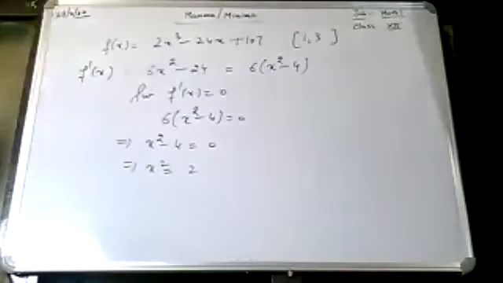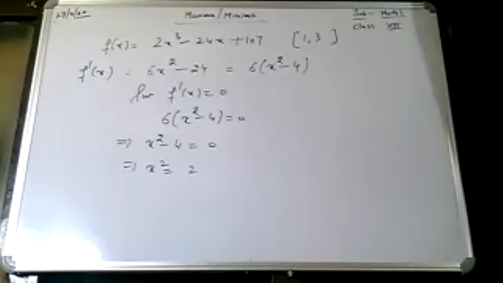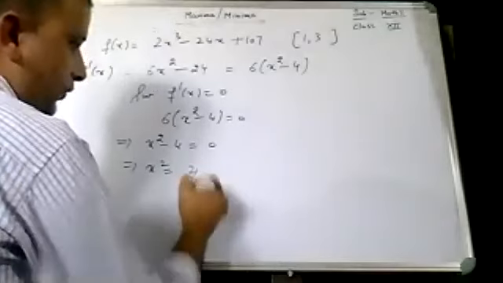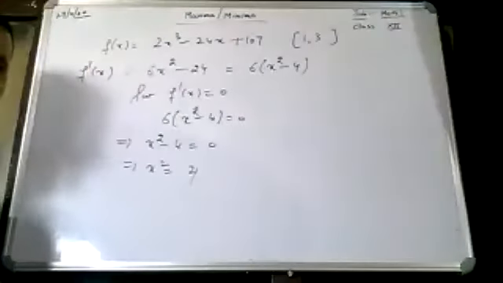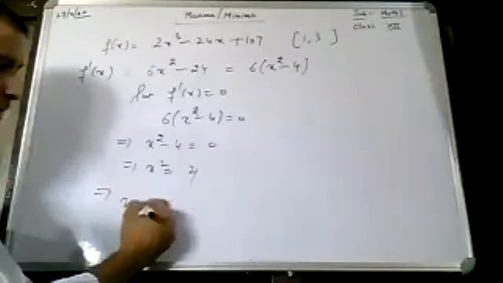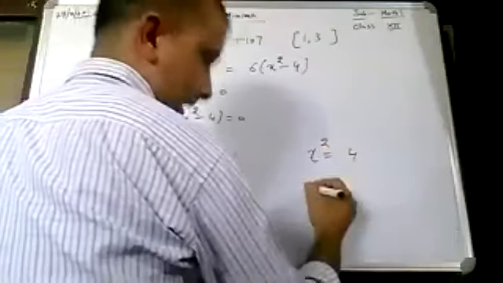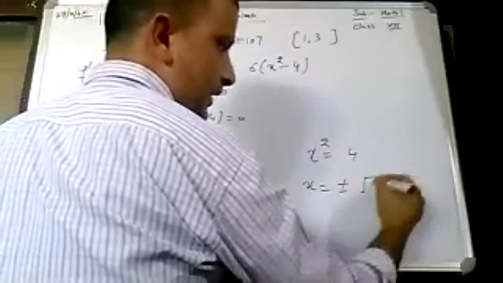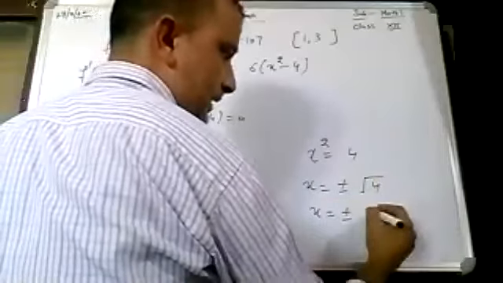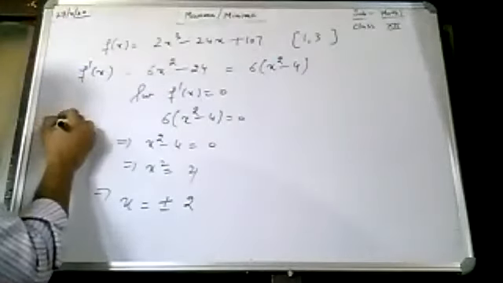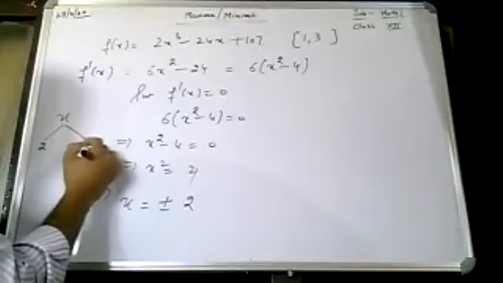What is the answer of x from here? X square is equal to 4. So what is the answer of x? Class, what should be the answer of x? Plus minus 2, because x square is equal to 4. X is equal to plus minus under root of 4. X is equal to plus minus 2. Clear? So there are two answers. One is x is equal to 2 and another is minus 2.